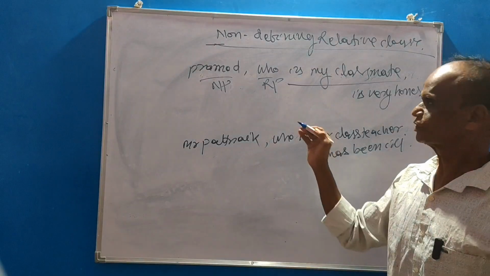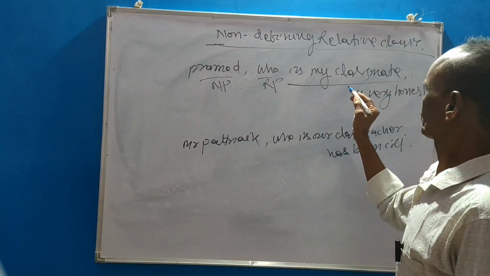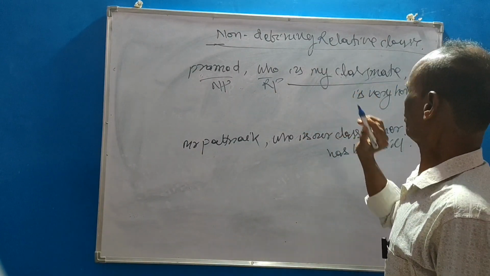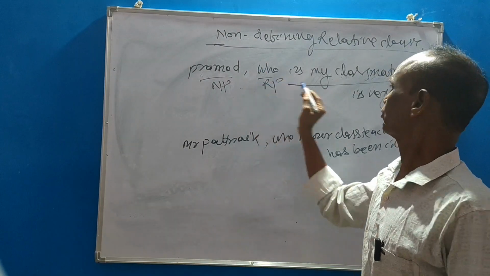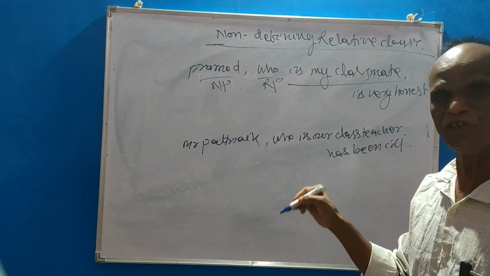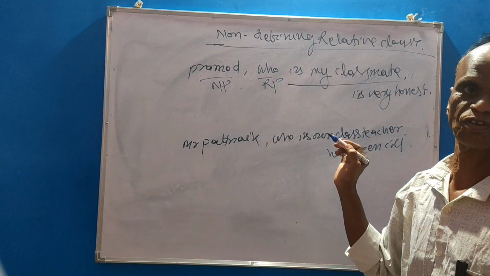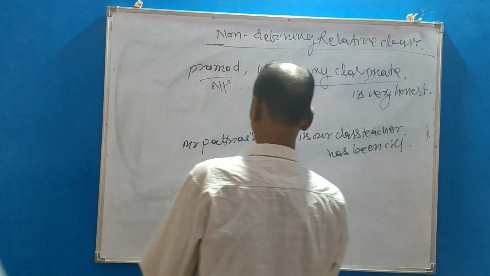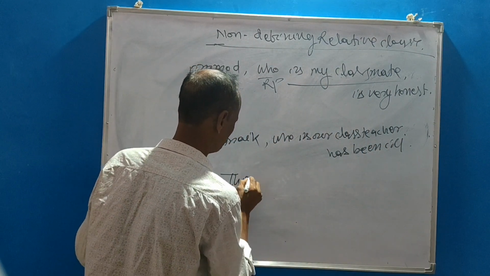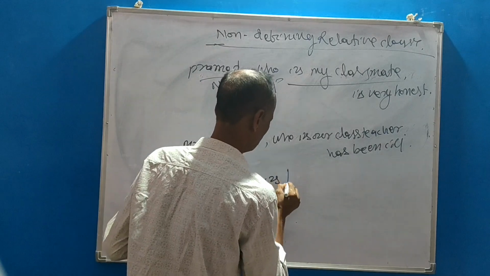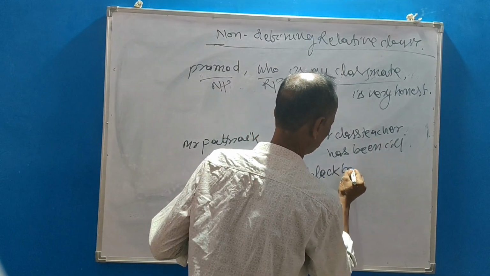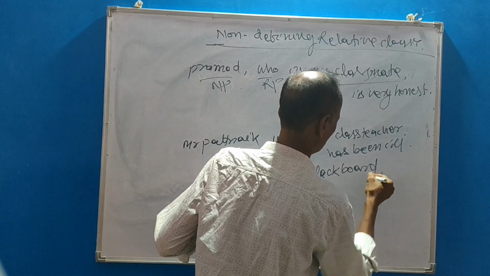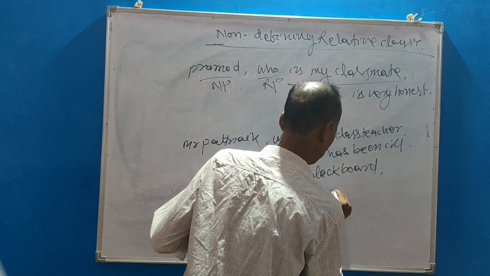But note that a non-defining clause is separated from the noun phrase or noun by a comma. A comma is used in a non-defining clause. But in a defining clause, suppose this is the blackboard, I have already told you, the blackboard which is black.